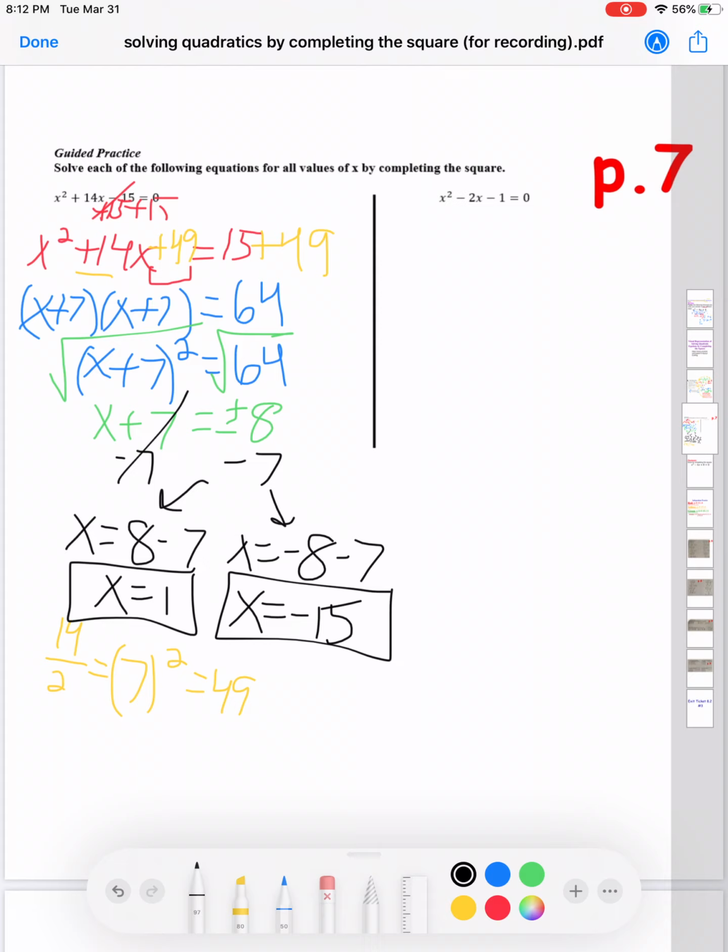Okay, so walking through these steps a little bit quicker this time, I'm going to first start by adding 1 to both sides. Again, notice I'm leaving that space in the middle.